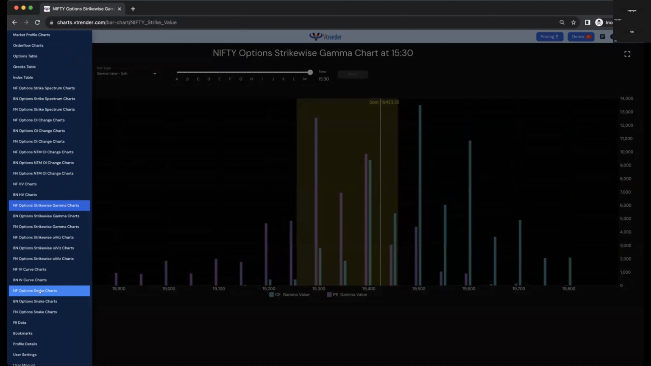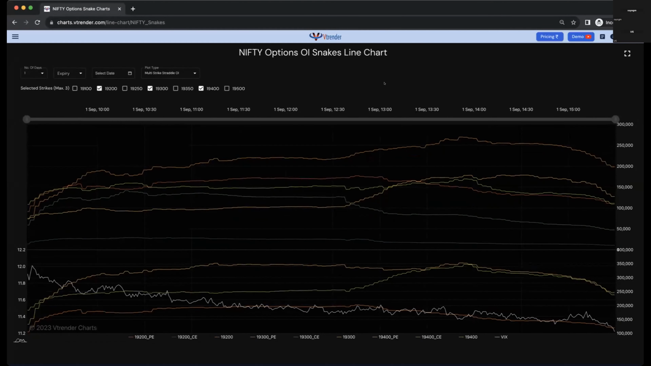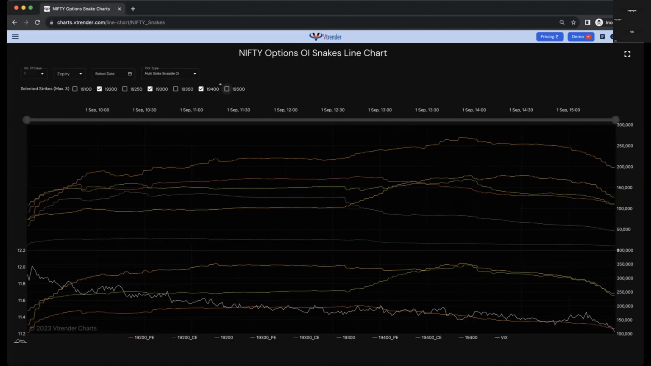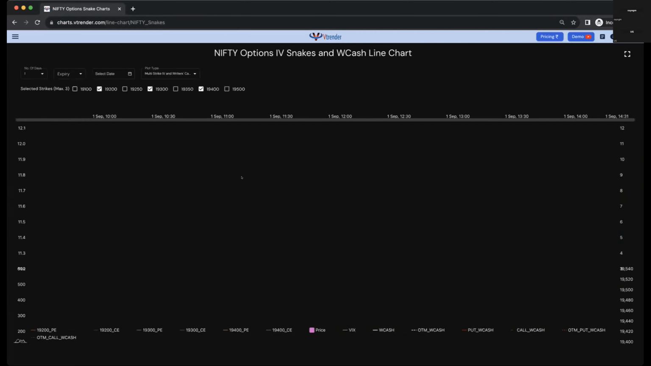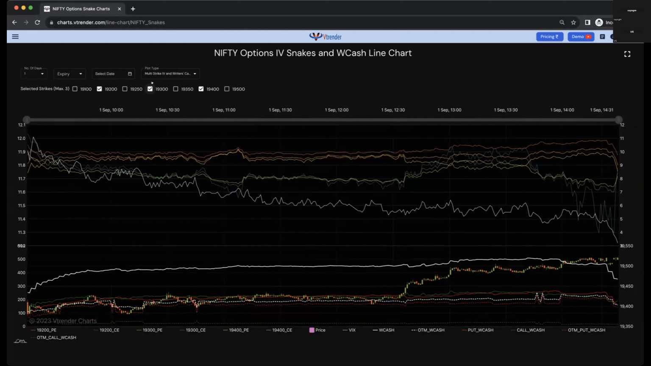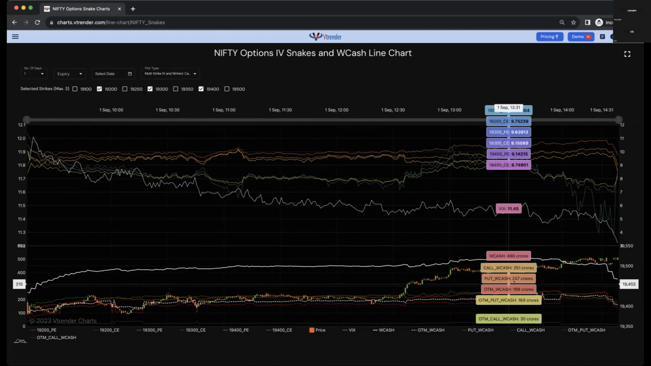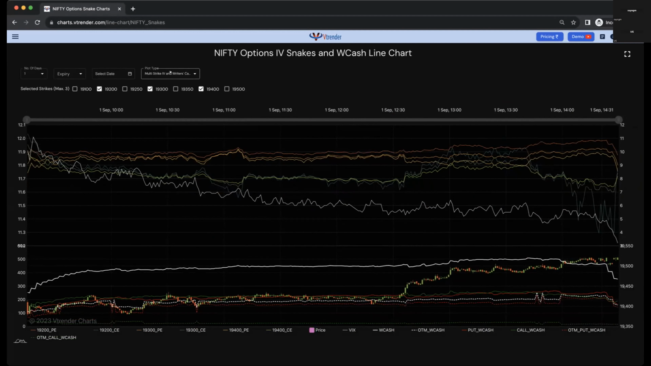So a lot of these charts, I guess people are already familiar with these concepts. I'm just showing them, in case someone was not checking, you can see we have all different types of options here, different settings. So if you want to see IV snakes, and along with a writer's cache. Writer's cache is like an inventory check on what the writers have on their hand.